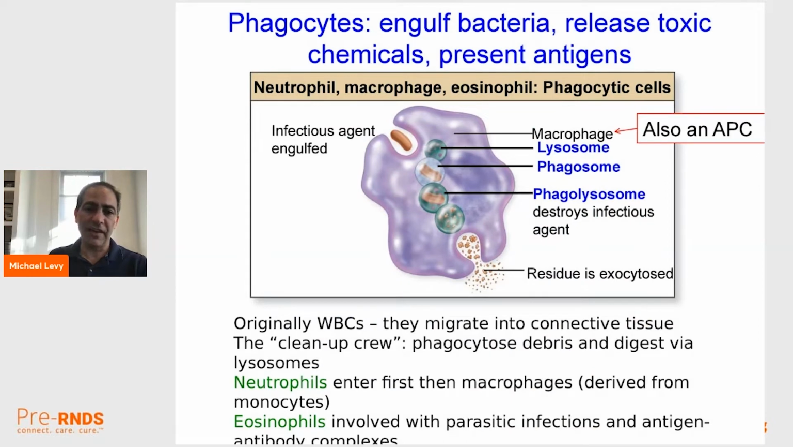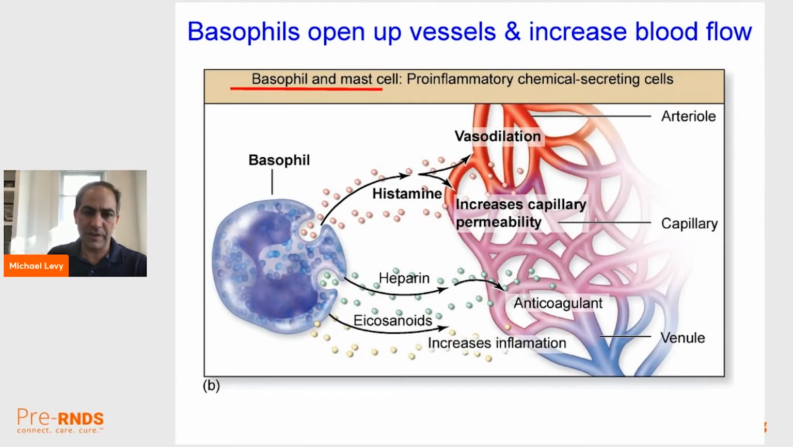So when I say that they engulf bacteria, I literally mean they will surround a bug and then just gobble it up and then break it down. That's how these phagocytes work, and they're very, very effective at what they do.